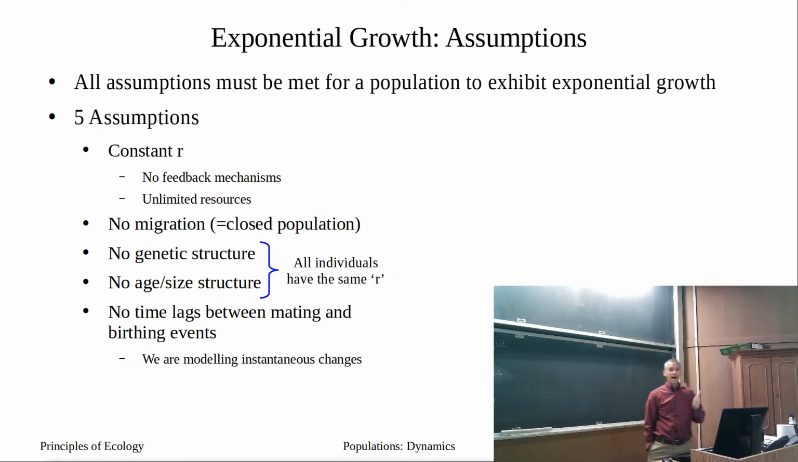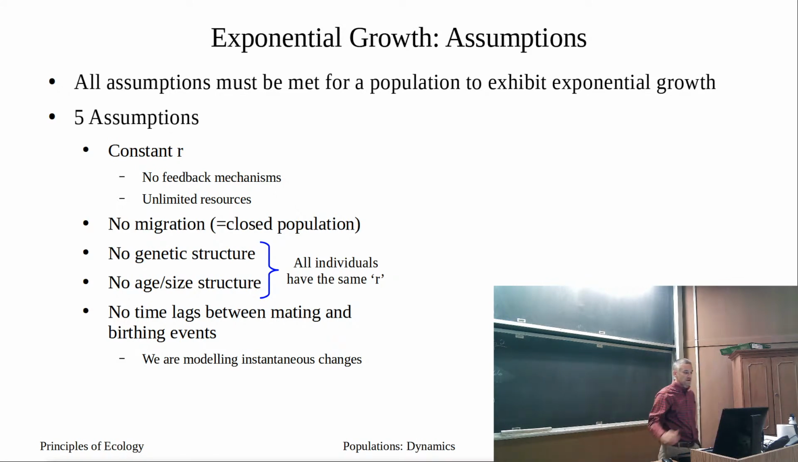First up is that we have to have a constant R. This intrinsic rate of growth that we have up here has to stay the same. What does that mean? Well, it means we have no feedback mechanisms, no mechanisms that will change our birth and death rates as our population sizes change. R has to stay the same.